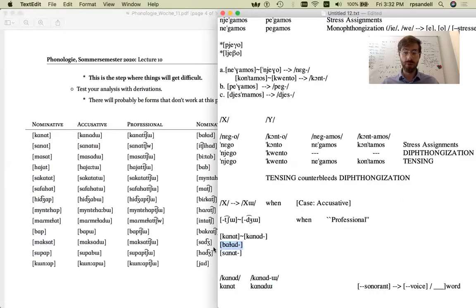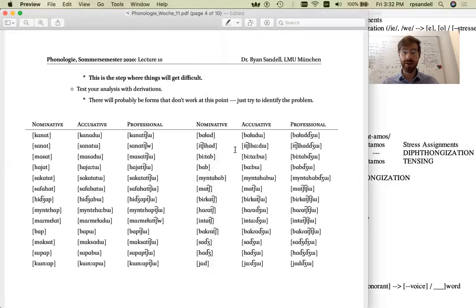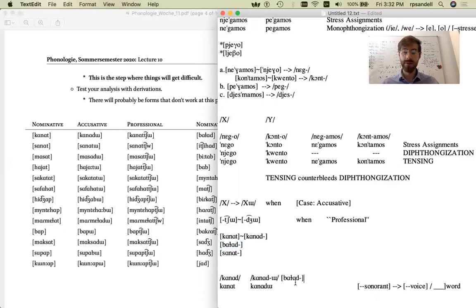But if we take a word which has a consistent underlying voiced stop throughout the paradigm, like this other word, balad, we can generate its accusative form without any serious problems.